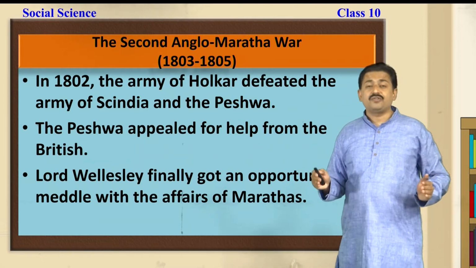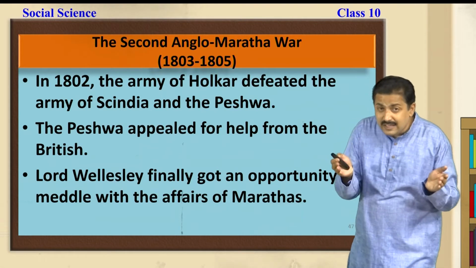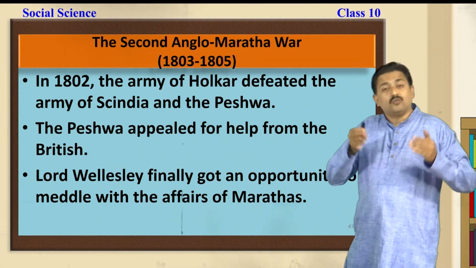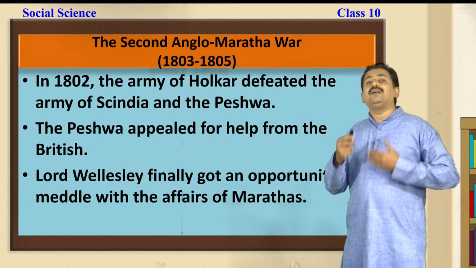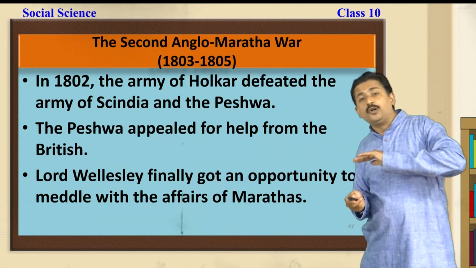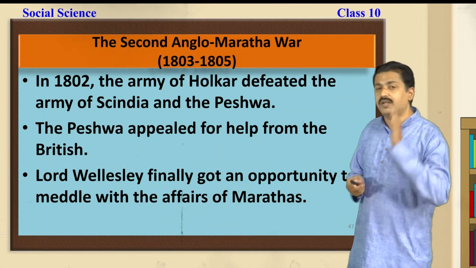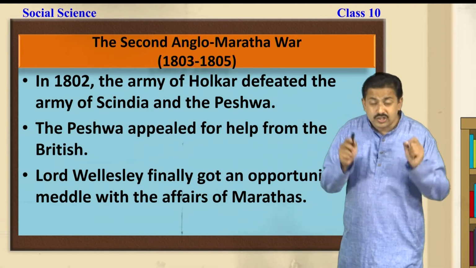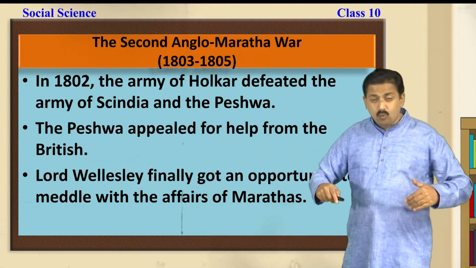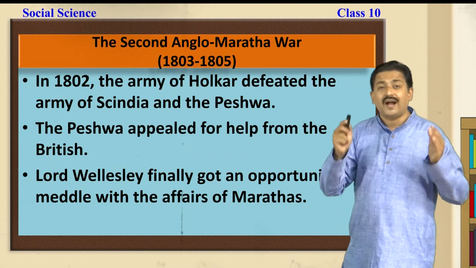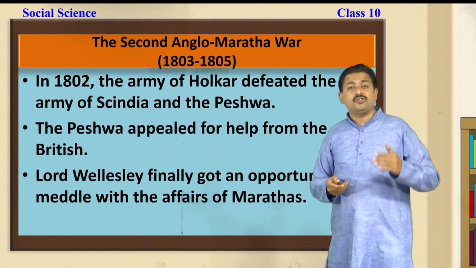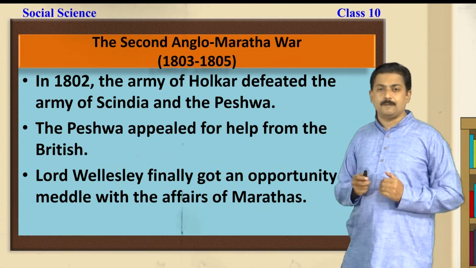Peshwa Bajirao II was suffering from insecurity. He had to face his own subordinates who were waiting for an opportunity to topple Bajirao II. In this condition, Bajirao II voluntarily went to the British and accepted subsidiary alliance through the Treaty of Bassein.